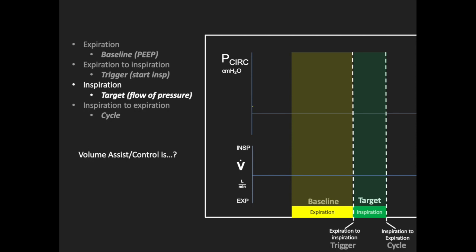You'll remember that assist control refers to the triggers, the control part meaning that there is a time trigger and the assist part meaning there is a patient trigger. It doesn't tell you anything about the target. If you go to the bedside for a patient who is on volume assist control ventilation, you'll find that the flow curves always look the same. For each breath, the flow time curve should reproduce the same shape over and over again, and that's because volume assist control is a flow targeted mode.